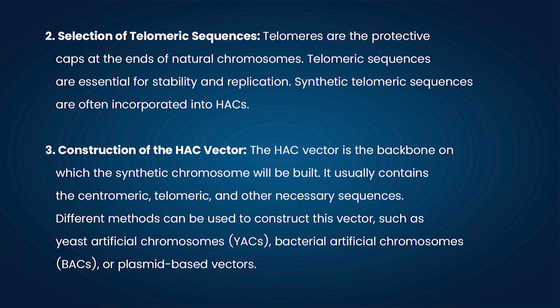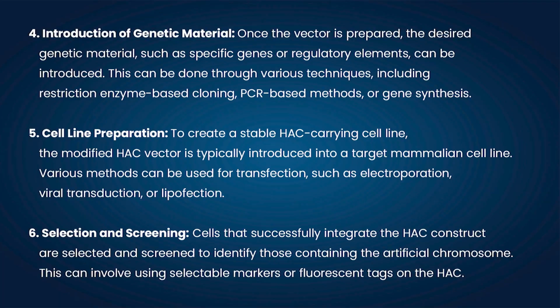After the centromere has been selected and the telomere sequence has been selected, the next step is the construction of the mammalian or human artificial chromosome vector. The human artificial chromosome vector is the backbone on which the synthetic chromosome will be built. It usually contains the telomeric, the centromeric and other necessary sequences. Different methods can be used to construct this vector, such as yeast artificial chromosomes or YACs, bacterial artificial chromosomes or BACs, or plasmid based vectors.